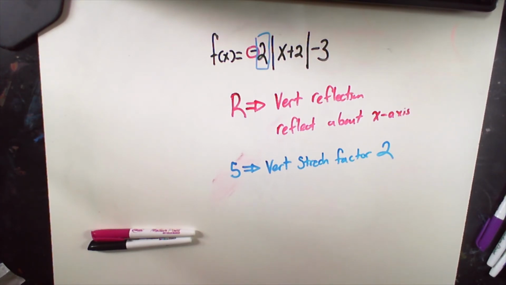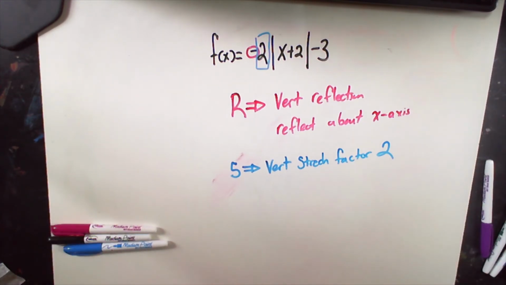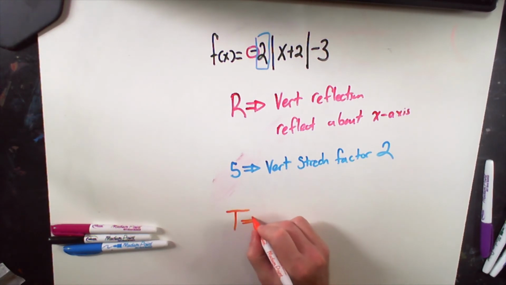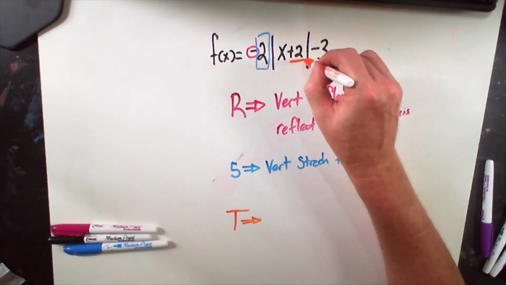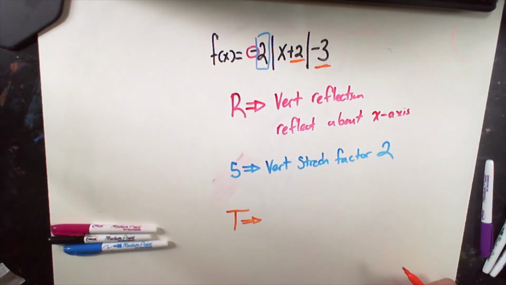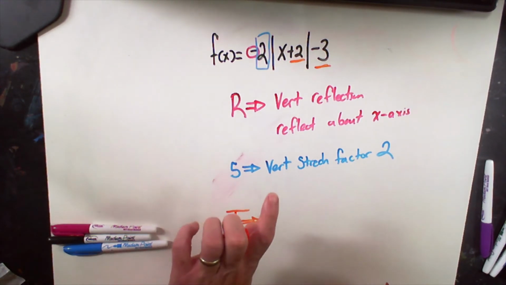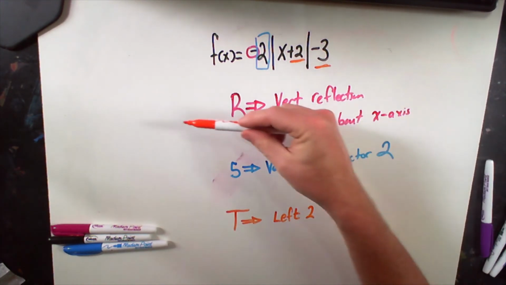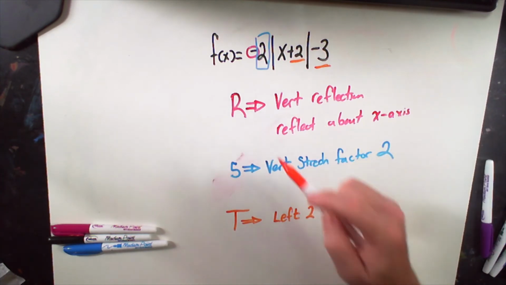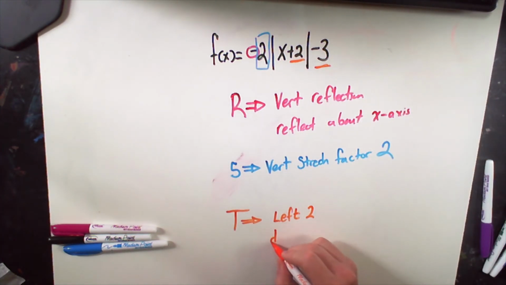And then finally, we look at any transformations that occur. So our T is for translation, movement. This 2 inside, and we have a -3 on the outside. So we are going to move left 2. And remember, that's this way. Even though it's plus, that goes the opposite. And then down 3. So these are the different transformations that are being applied to this function.